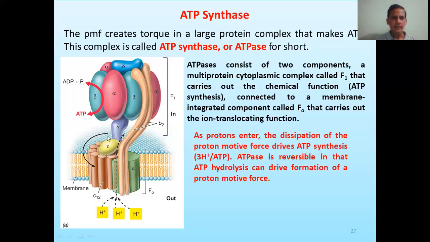Initially, the torque was in an anti-clockwise direction, and if this ATP is degraded or dephosphorylated to ADP, then there will be a clockwise rotation of this particular ATPase. So this is how the whole organism is working in synchrony to form ATP.